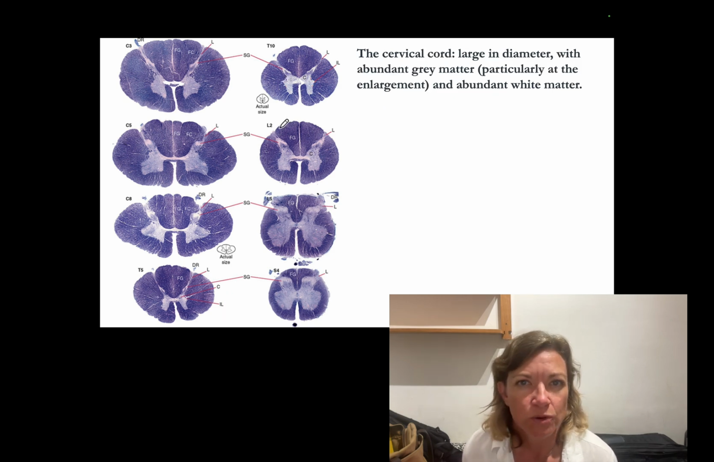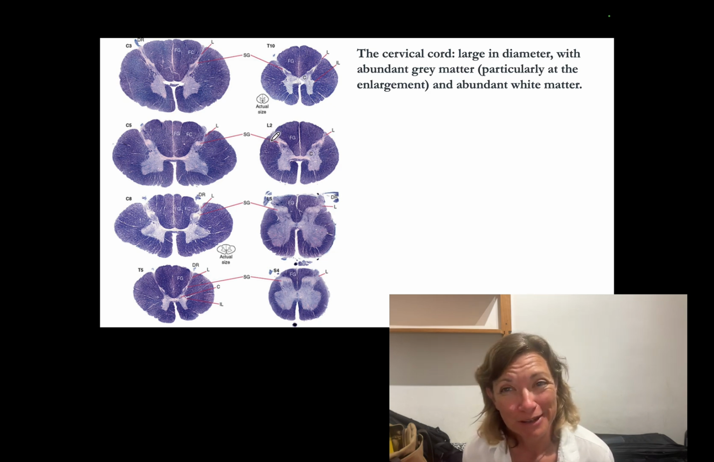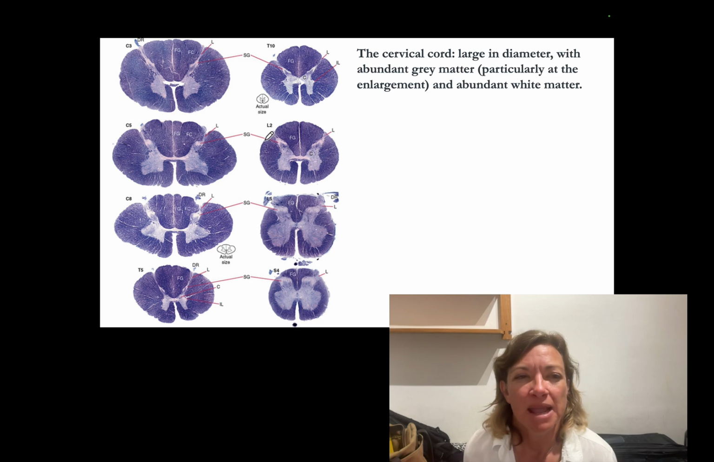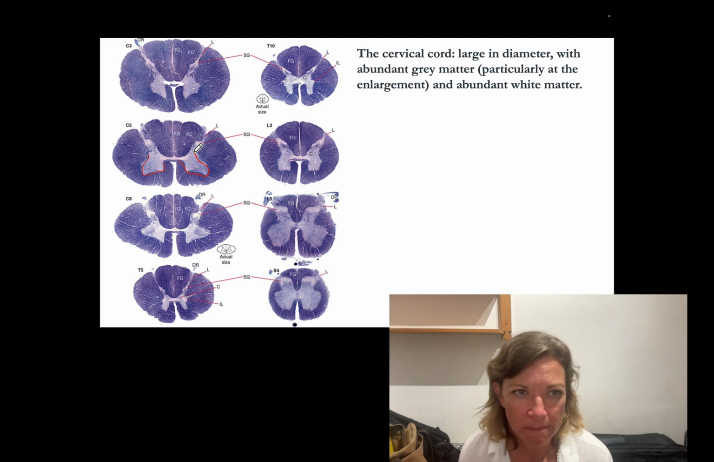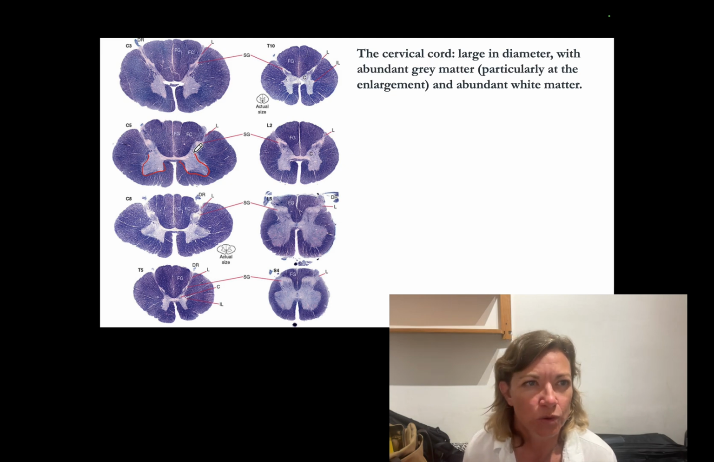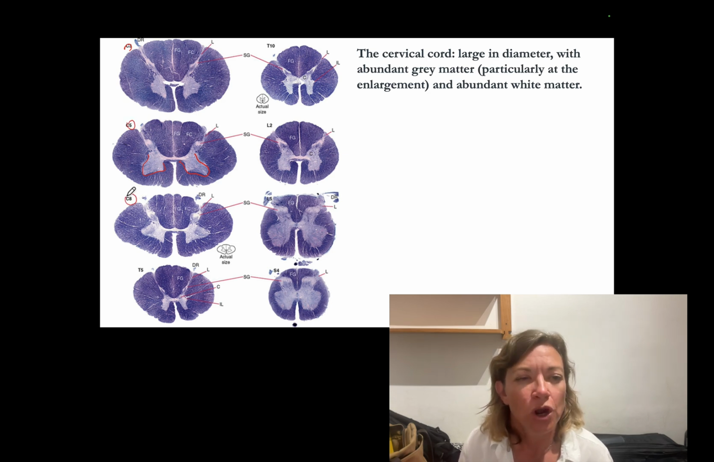The cervical spinal cord is the largest in diameter, still small, but large in diameter relative to the other sections of the cord. It has abundant gray matter, and particularly at the enlargement, which houses motor neurons innervating the upper limbs, as well as abundant white matter. So if you look at the cervical cord in section, here we've got 3 sections, C3, C5, and C8. You can see that they're large oval sections and that both white and gray matter are relatively abundant.